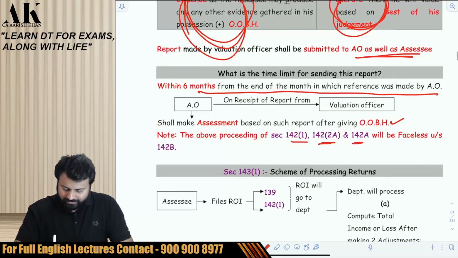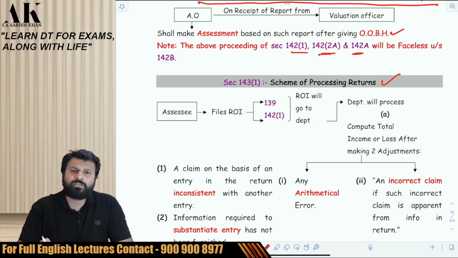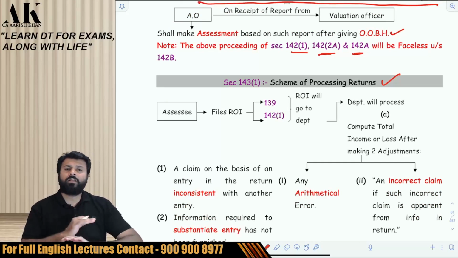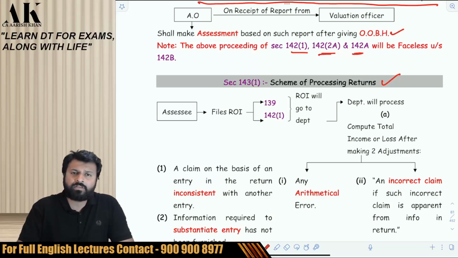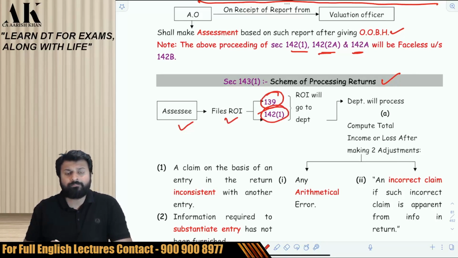Let us move ahead to the next section, that is 143(1), which is an important one. What is this section all about? This section talks about the scheme for processing of returns. This is the section where the crores of returns, the millions of returns which are getting filed, are getting processed. Now, what is the procedure? The assessee will file the return either under 139 or 142(1). Then the return will go to the department. Department means where exactly?